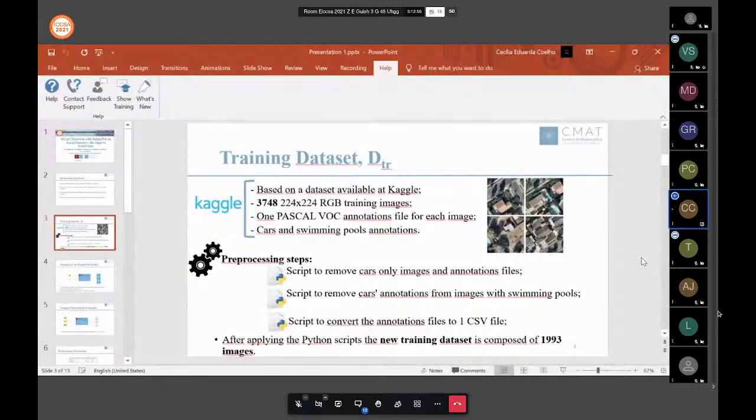So first, we developed a training data set. We took a training set from the platform Kaggle. It had 3,748 training images, and each image had a Pascal-Voc annotations file. Those annotations had annotations for cars and swimming pools. Since we only wanted to detect swimming pools, we had to pre-process the data set.